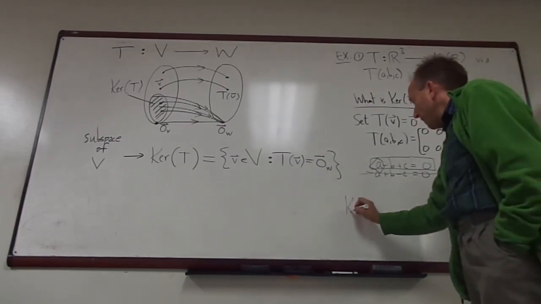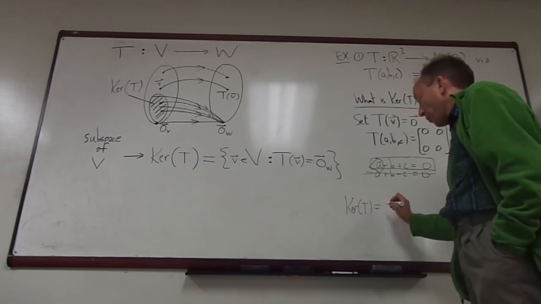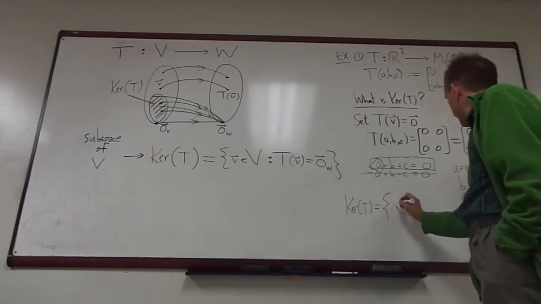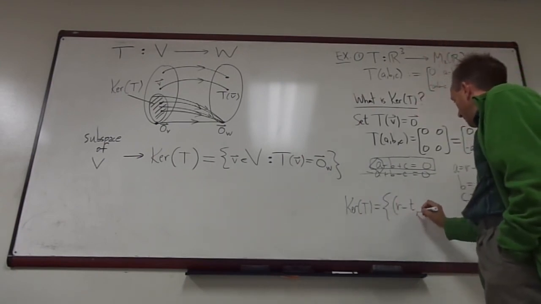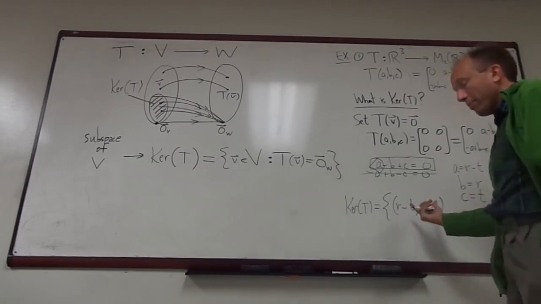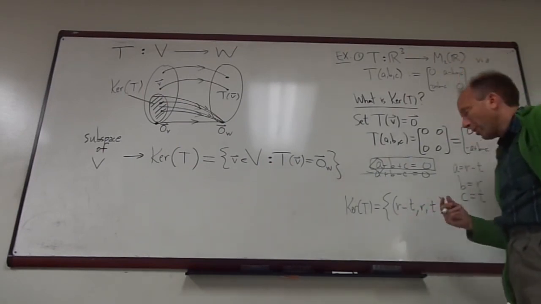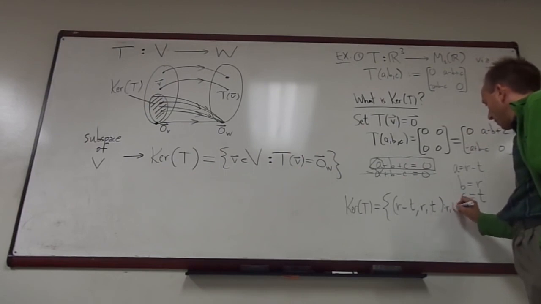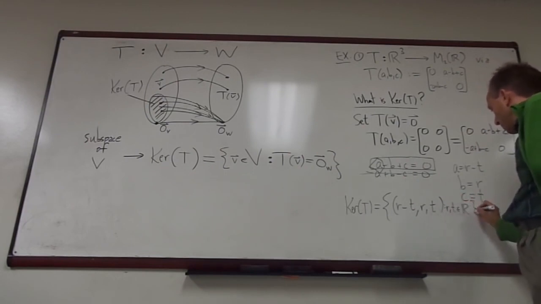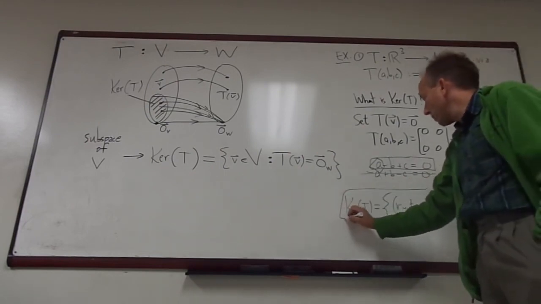So the kernel of T, we've already found it actually. The kernel of T is the set of (a, b, c), but I'm writing them now using the variables r and t, such that r and t are real numbers. Okay? So there is the kernel.